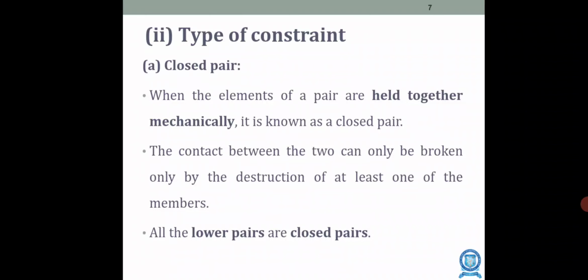Normally, when the surface areas are in contact, they will be very much joined together, and you can't dismantle them without breaking them. So normally, all the lower pairs will be closed pairs only. They cannot be easily removed. That will be one of the properties of a closed pair.